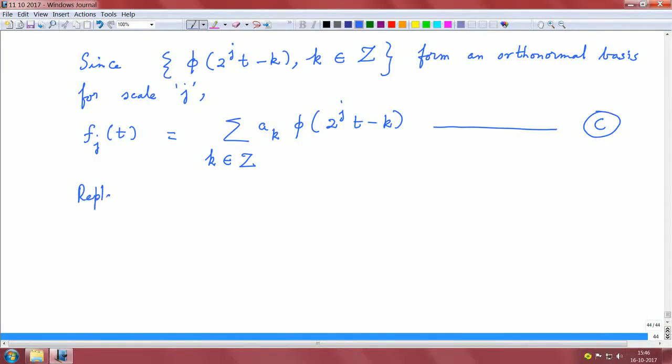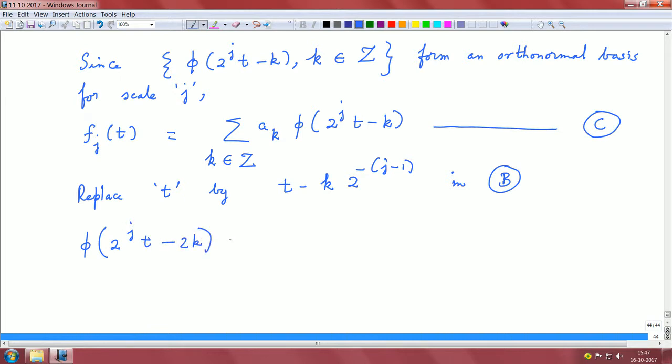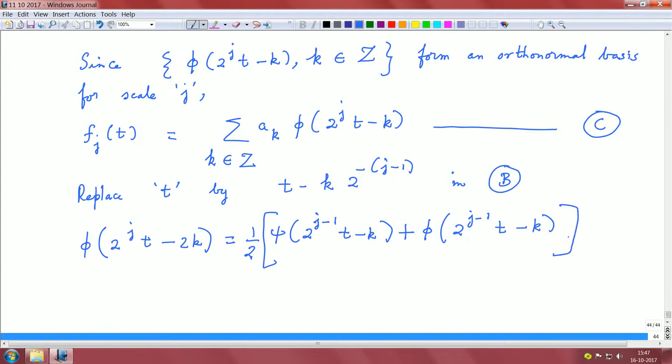Now, replace t by t minus k times 2 power minus j minus 1 in equation B, right. What will happen? So, basically instead of phi of 2 power j t, I have phi of 2 power j times t minus 2k equals 1/2 of psi 2 power j minus 1 t minus k plus phi of 2 power j minus 1 t minus k. Just a change of the variable.